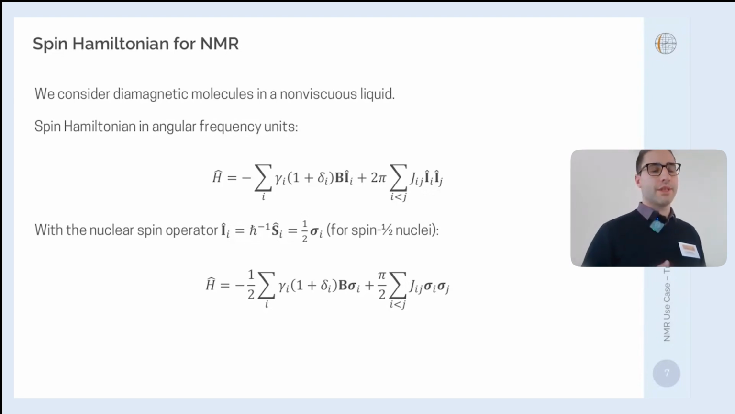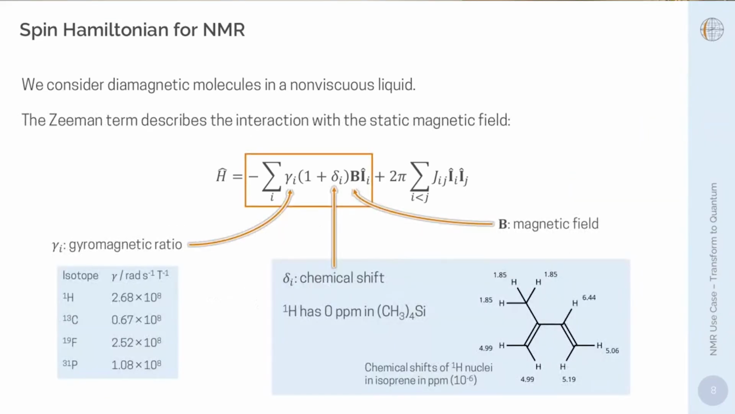Also, it's important to point out that this is for diamagnetic molecules in non-viscous liquids, or for solids or for proteins. It may look a bit more complicated, but this actually covers the majority of application cases of NMR in chemistry. So the first term is the Zeeman term, which describes the interaction with the static magnetic field. And as Michael said, this is the point where the magnetic field enters.